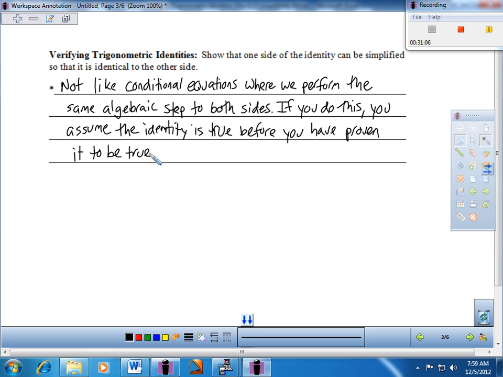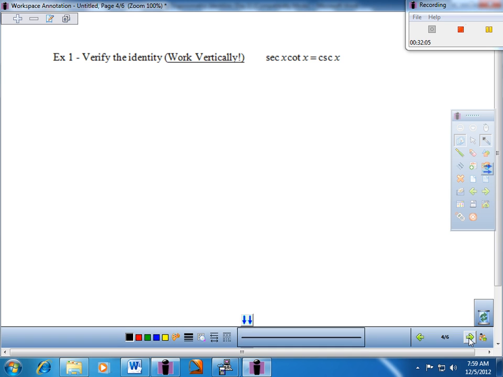Because if I use the answer, I have something like this right here. I have a little paradox. So if I do something to both sides of the equation, I'm assuming the equation is true before I have proven that it's true. And I can't do that very simply. Okay? So just the best way to describe it is that the other side is the answer in the back of the book. You know what it is, but you can't use it. Okay? So let's try it out here.